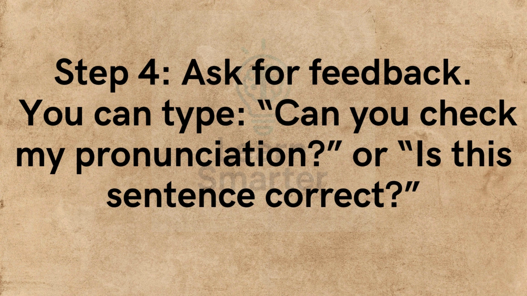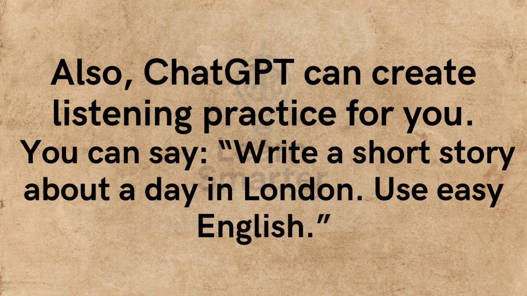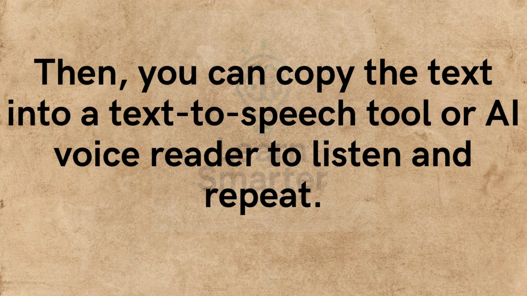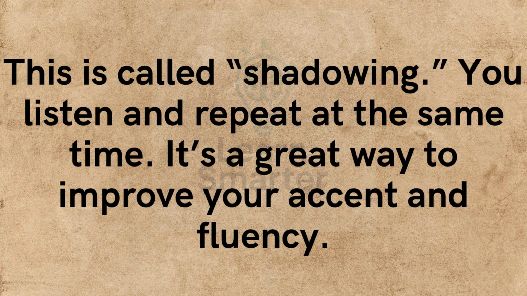Step 4. Ask for feedback. You can type, can you check my pronunciation? Or, is this sentence correct? Also, ChatGPT can create listening practice for you. You can say, write a short story about a day in London. Use easy English. Then, you can copy the text into a text-to-speech tool or AI voice reader to listen and repeat. This is called shadowing. You listen and repeat at the same time. It's a great way to improve your accent and fluency.